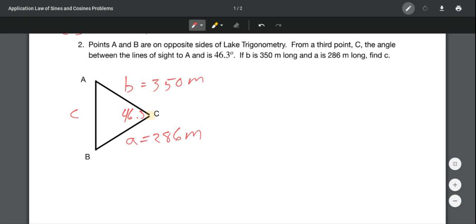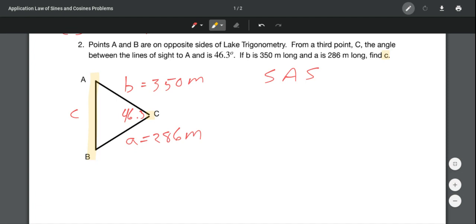We need to find the length C, and this length is represented by the distance across the lake. Now, if we take a look at this, we have a side, an angle, and a side. And when we have side, angle, side, we look towards law of cosines to help us out here. Again, we only have to find C. We don't have to find a ton of stuff here. We do not have to solve the whole triangle.